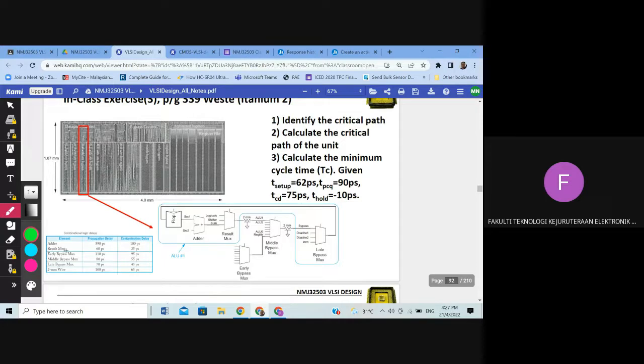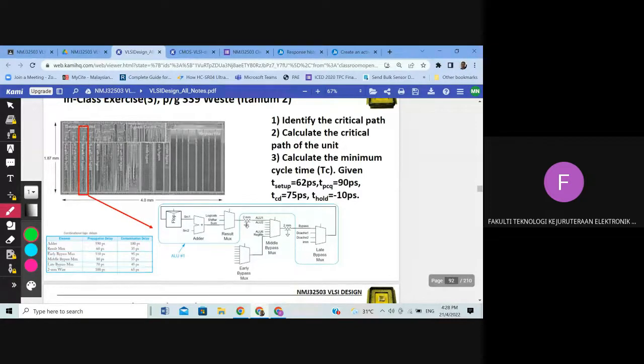This is an adder, with the propagation delay and the contamination delay of the adder, and then we have the result mux. We have the early bypass mux, the middle bypass mux, and the late bypass mux, and we also have wire delay. They mention a 2 millimeter wire delay here, and another 2 millimeter wire delay here, so they model it as two wire delays.